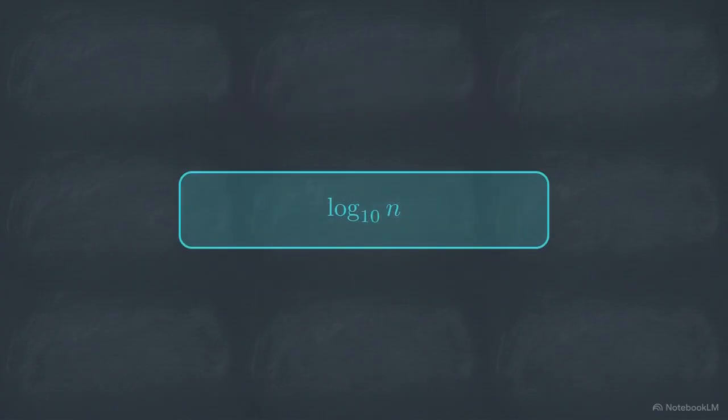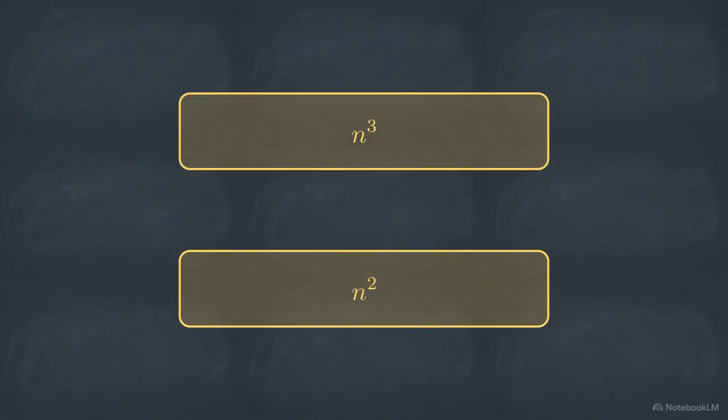Inside these categories, specific rules apply. Swapping a logarithm's base from 2 to 10 changes only a constant multiplier, keeping it in the same class. However, changing a polynomial's degree, moving from n squared to n cubed, shifts it into a different growth tier.